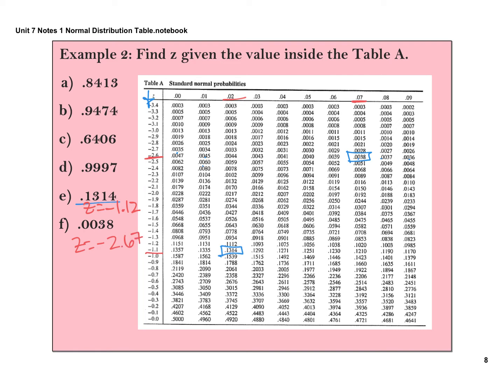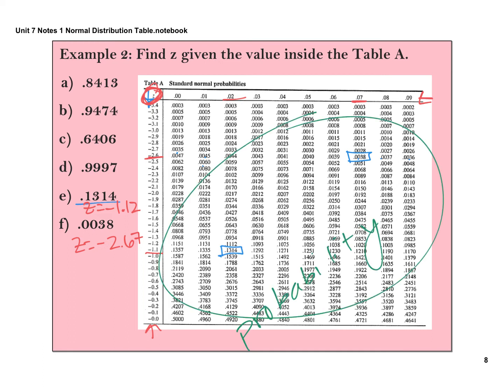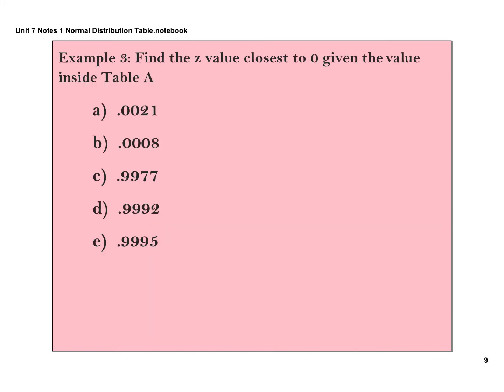Okay, so again, your z's are out here on the row. The z's are like the headers. So you've got your row headers and your column headers for the hundredths place. So look for your z-scores out there, and then the probability is what's in the body of the table.